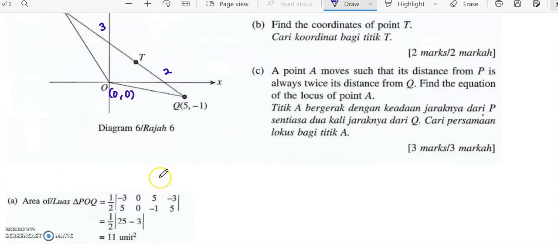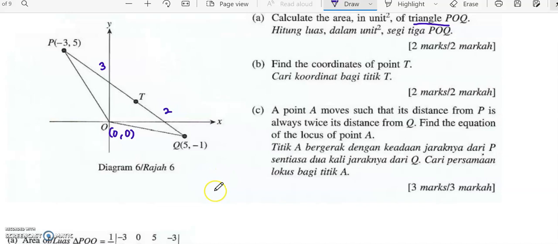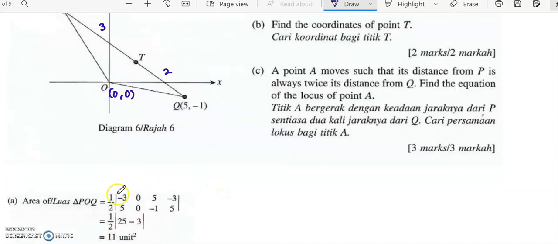Since there are 3 vertices for the triangle, we put the first P coordinates and then we end up with the same coordinates too. Okay, syarat dia bila nak masukkan dalam formula ni, tak kisahlah point apa you nak start, akhir dia mesti point yang sama. Okay, so we put into this.